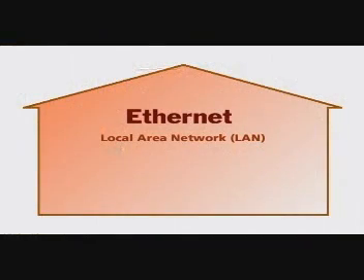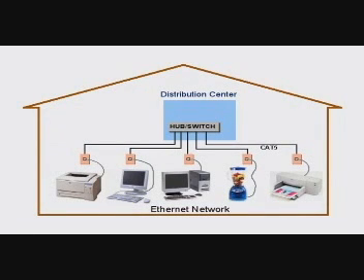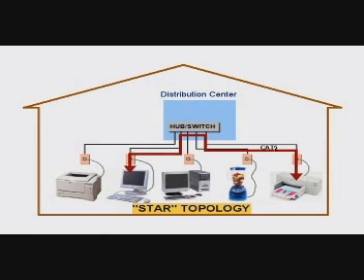Ethernet is a local area network or LAN technology. It transports data within a home or office at rates typically between 10 and 100 megabits per second. This diagram illustrates a typical Ethernet network. All data outlets are home run to the distribution center and connected to a device called a hub or switch. This design, or star topology as it's called, allows any connected device to communicate with any other device on the network, sending text, pictures, music, and control information.